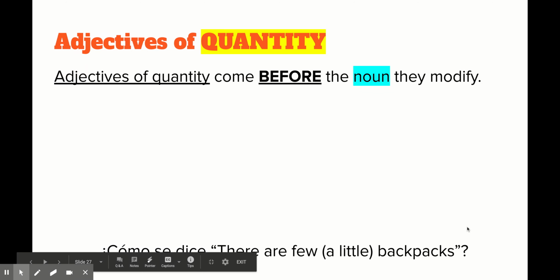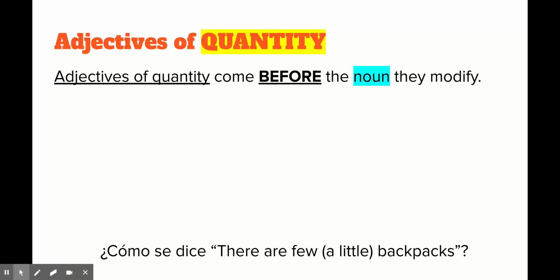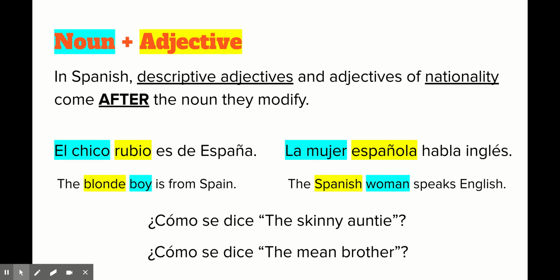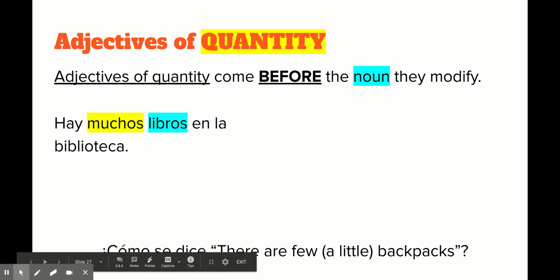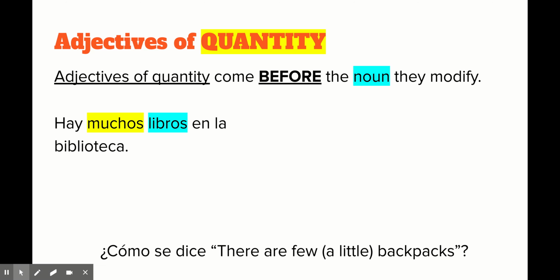Moving on. Adjectives of quantity. Oh, shucks. Okay, well, you'll do that at the very end. Adjectives of quantity come before the noun they modify, guys. So remember, this last one, they come after. But this one, quantity, what does that mean? Numbers, right? How many, how much. They come before the noun they modify. So let's take a look. Hay muchos libros en la biblioteca. La biblioteca. You know the song? There are a lot of books in the library, right? A lot. Muchos. Libros. Books in the library.